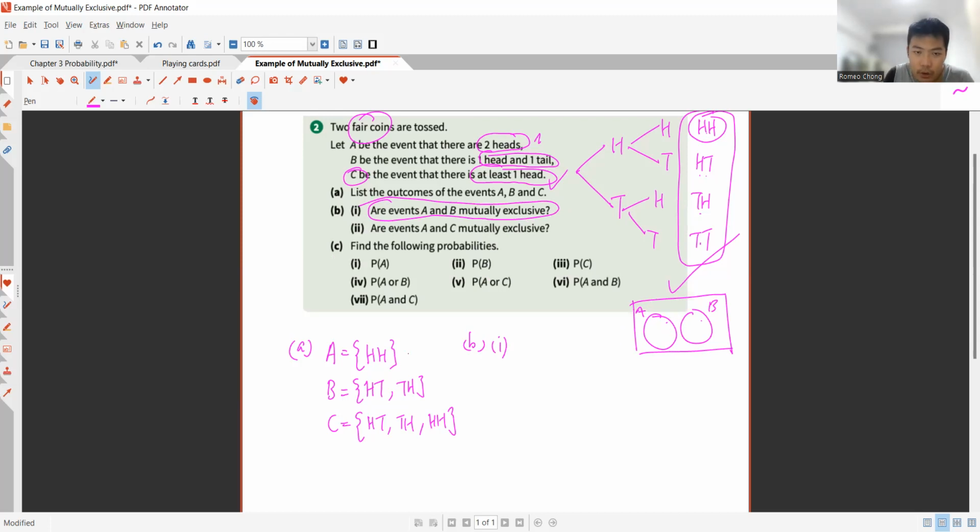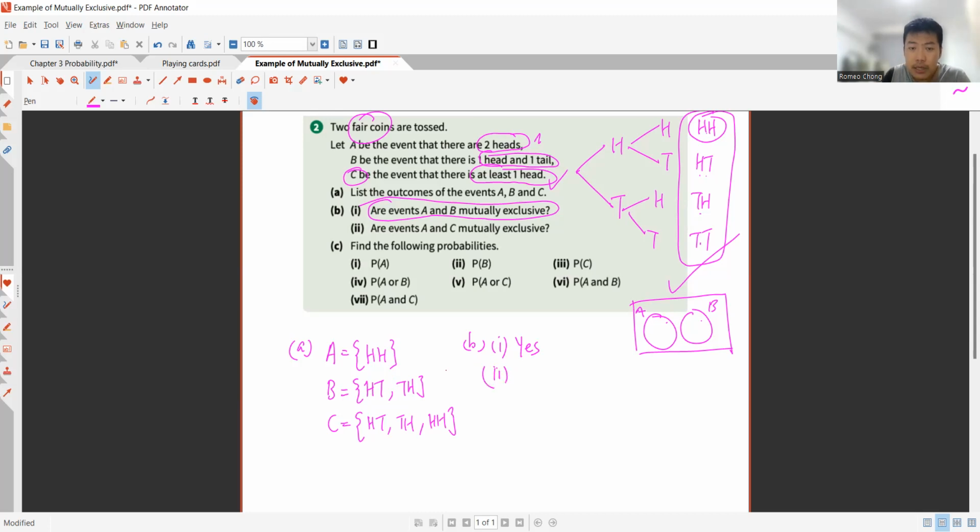But if you look at the outcomes A and B here, for A you have HH, but for B you have HT and TH. If you look at these two sets, there is no common element, right? No common element. So we say that A and B are mutually exclusive. Yes, they are. Why? Because they don't have a common element.